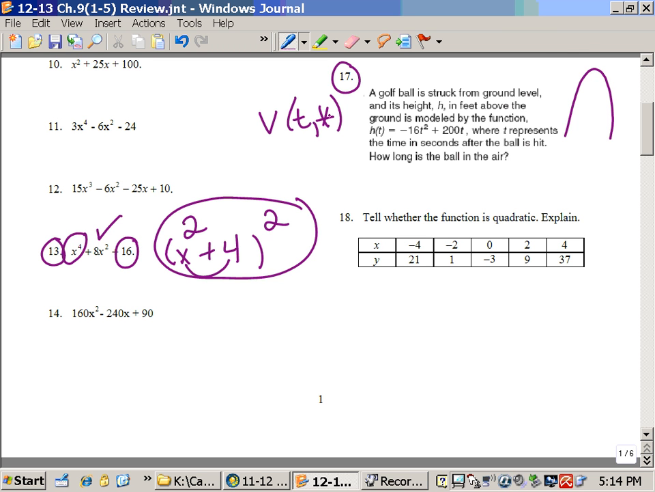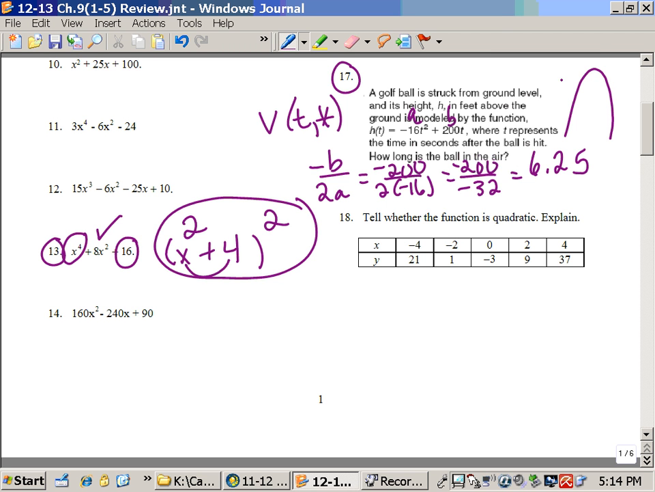Once I plug it back in, then I can figure out how long it's in the air before hitting the ground. All right, so I'm going to do -b over 2a. That'll be -200 over 2 times -16. A is -16 and B is 200. Dividing that out, or actually multiplying, I get -200 over -32. When I divide that, it gives me 6.25.